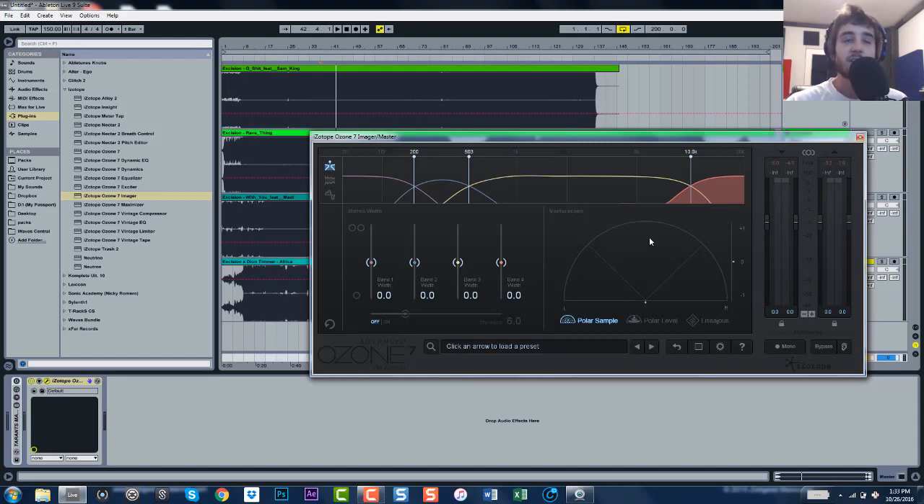Although there are still clubs and some stuff that are strictly mono, so it does not hurt to always check it in mono and make sure nothing's gonna disappear or mess up when it goes to mono, because that would be pretty embarrassing. A banger, and then all of a sudden you get on a system and it's like, what happened? Half the song disappeared. So yeah, check that stuff out.